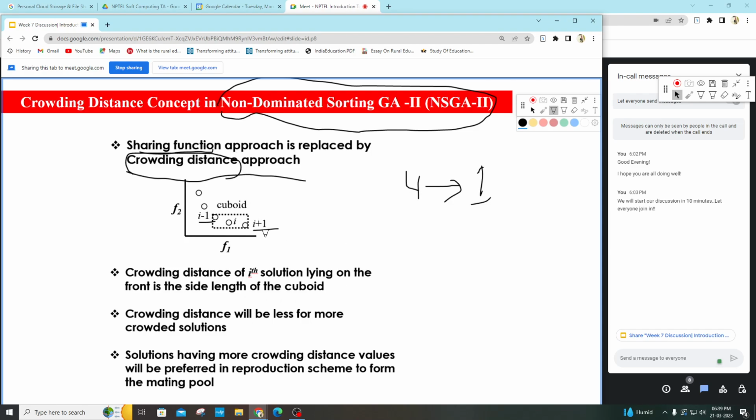So again you can see, if a point is very far away from other points, then the crowding distance will be very high, and if a point is very close to other points, the crowding distance will be less. So the solutions having more crowding distance values will be preferred in the reproduction scheme to form the mating pool. Again the same thing, if the point is very far away, then the copies of that point in your Pareto optimal front will be less in the reproduction scheme. So to counter that, previously we used sharing distance. Now what we are using is crowding distance.